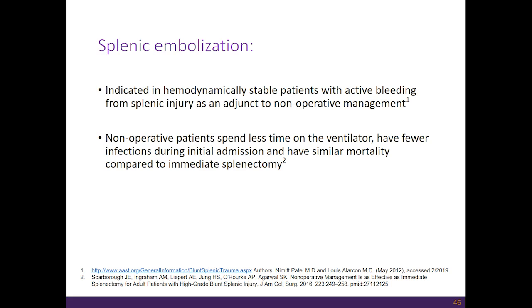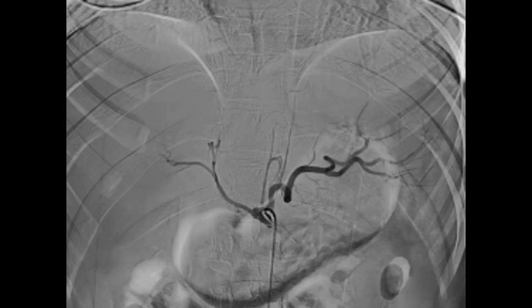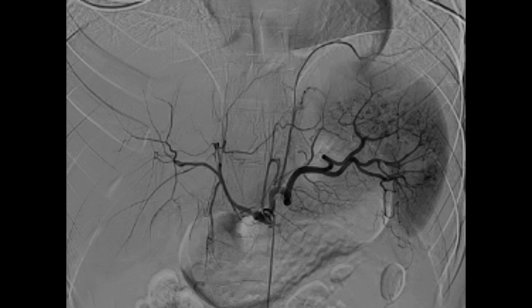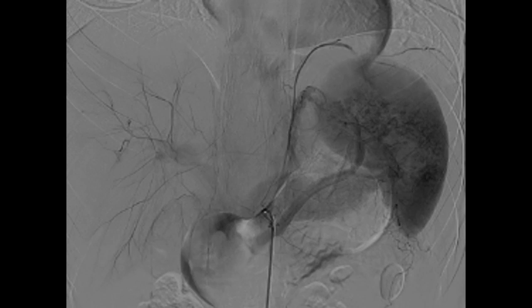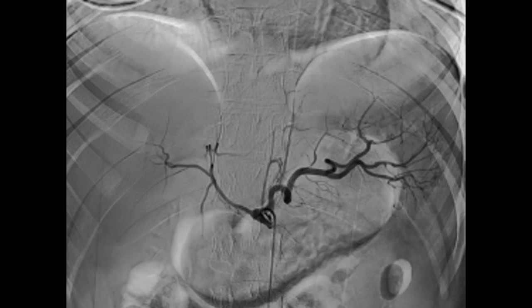Non-operative patients spend less time on the ventilator, 0 days versus 2 days for splenectomy, have fewer infections, and have no difference in mortality when similar patients are matched and compared. So here we have the laceration through the spleen with small foci of contrast pooling in the spleen. This is a celiac artery angiogram showing enhancement of the spleen on the patient's left side, and there are just innumerable foci of contrast pooling within the spleen, indicating vascular injury and active bleeding.